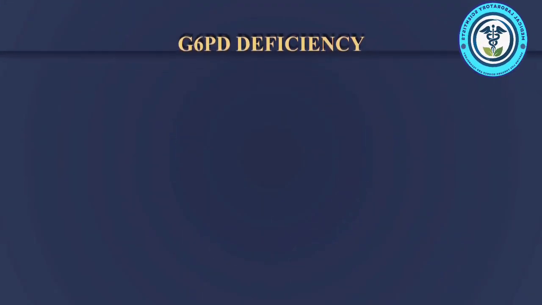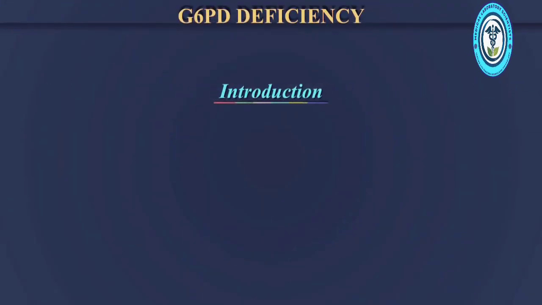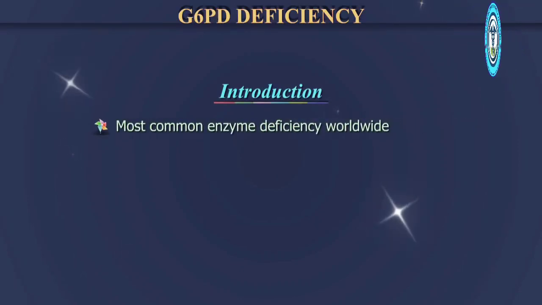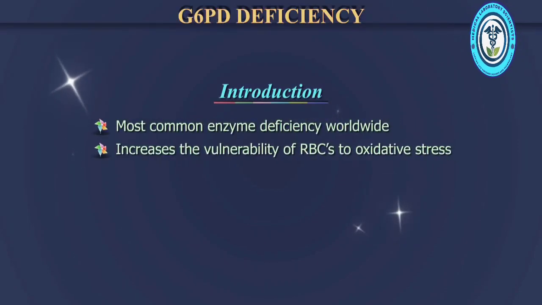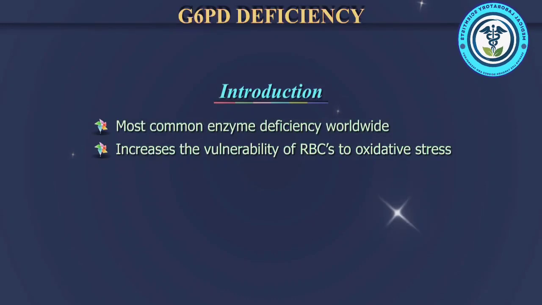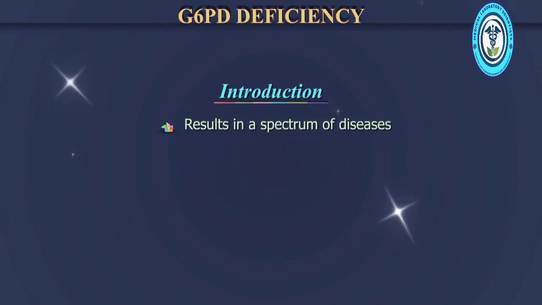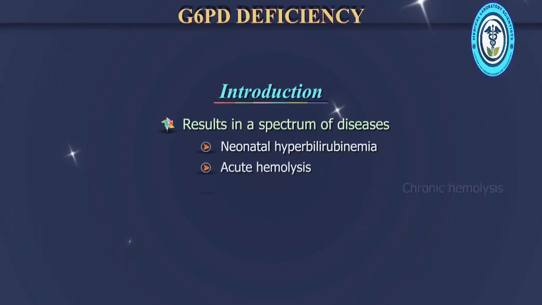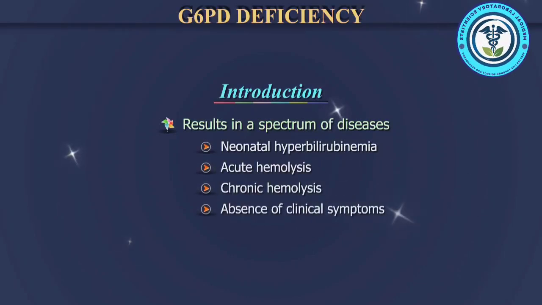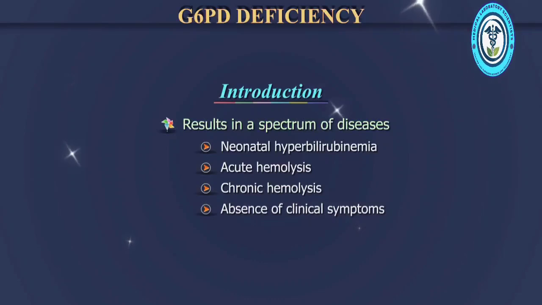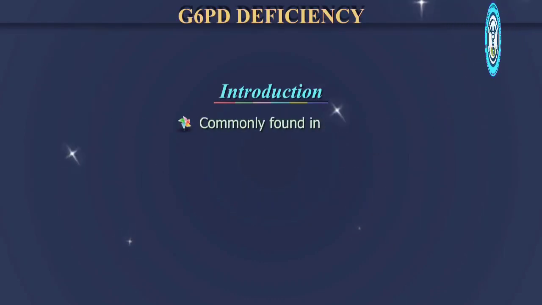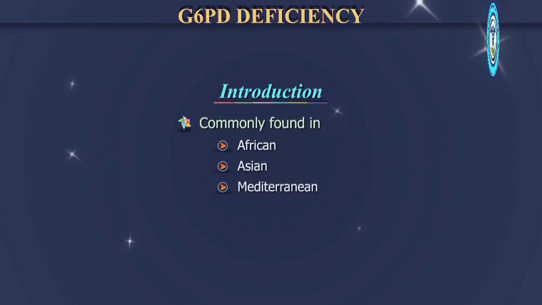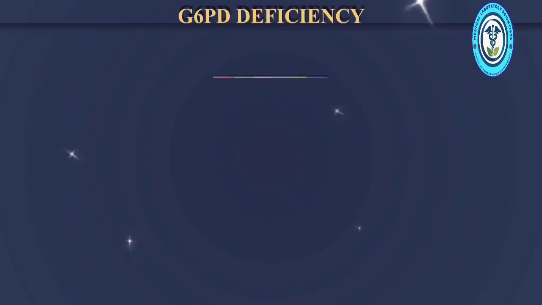G6PD deficiency. Introduction. Glucose-6-phosphate dehydrogenase deficiency, or G6PD, is the most common enzyme deficiency worldwide. It increases the vulnerability of RBCs to oxidative stress, resulting in a spectrum of disease which includes neonatal hyperbilirubinemia, acute hemolysis, chronic hemolysis, or absence of clinical symptoms.